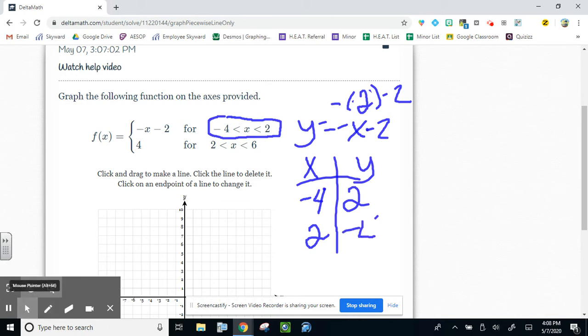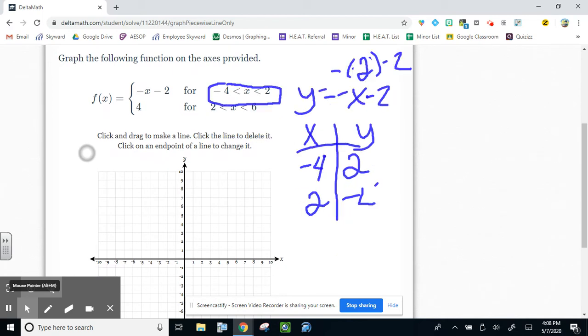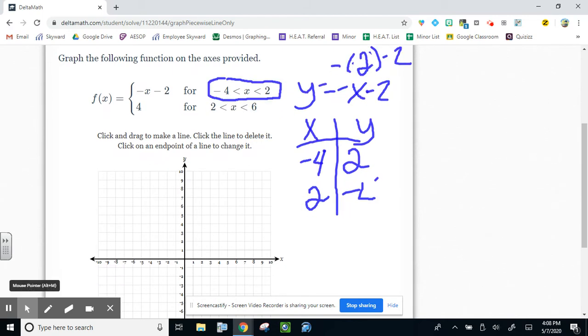So then to graph these, I'm going to plot these points. So I'm going to plot the point negative 4, 2. So I'm going to come over here, negative 4, 2, and I'll plot that one. And then 2, negative 4. And that makes sense because it is a negative slope on the graph, so it should be a downward slope. Now with this, none of these are underlined, which means these should be open circles on both of them. So there's my first graph.